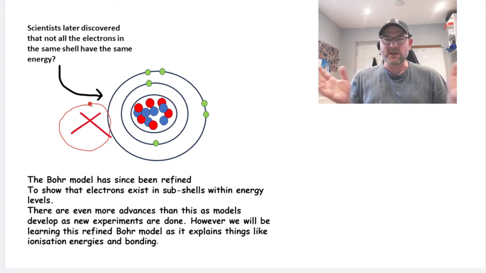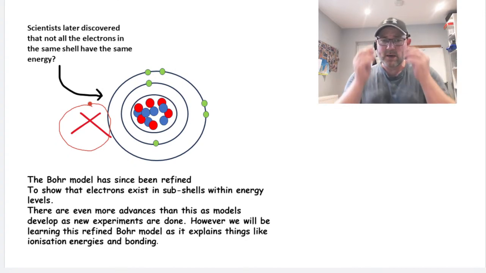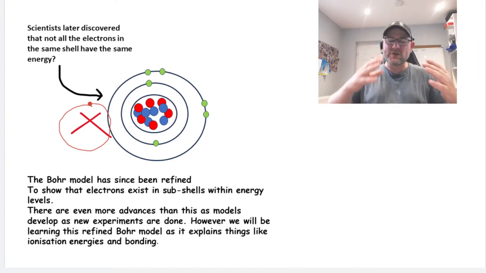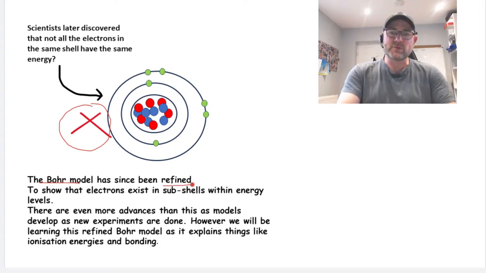But this is a much simpler model, which helps. But once you go past like the first 20 elements, the model breaks down, because the model that you're learning at A level shows the electrons behaving in a different way. So the Bohr model has been refined, which means developed further, to show that electrons exist in subshells.